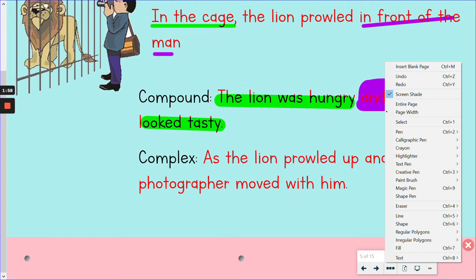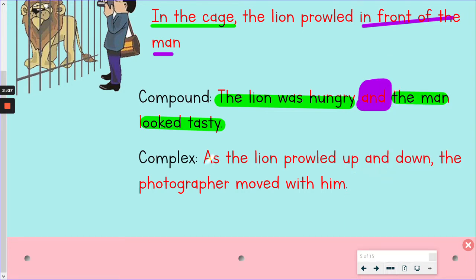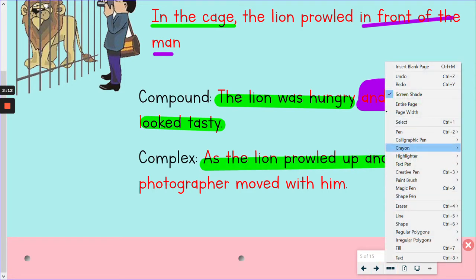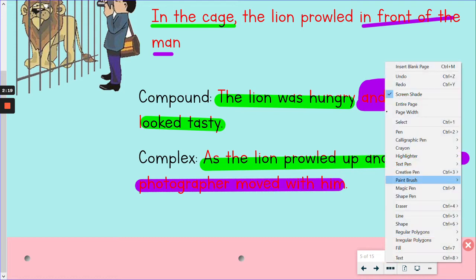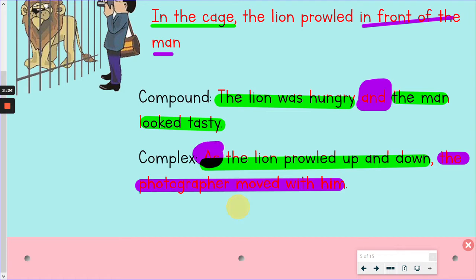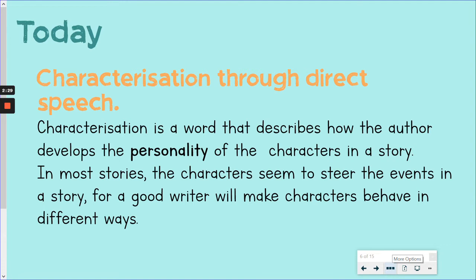Complex sentence, well, here we don't have a coordinating conjunction. We have a subordinating conjunction because we've got a subordinate clause as the lion prowled up and down. That's the subordinate clause. The main clause in this sentence is the photographer moved with him. That is the main clause. Now, the subordinating conjunction that we've used is as, but there are loads of different ones that you might have used in yours. Today, we're going to look at characterization through direct speech.